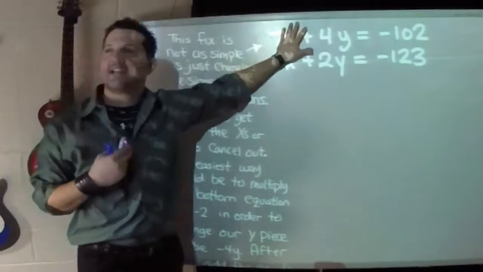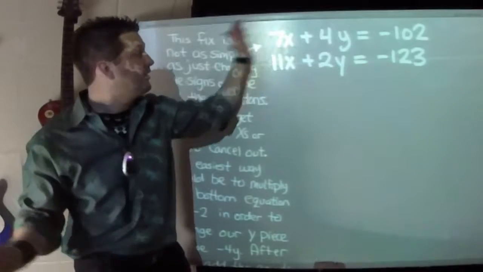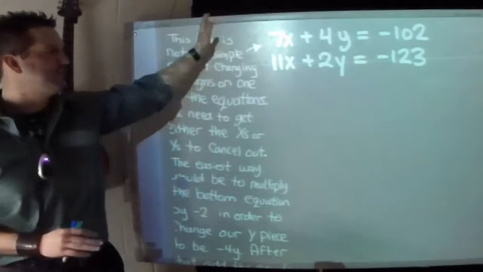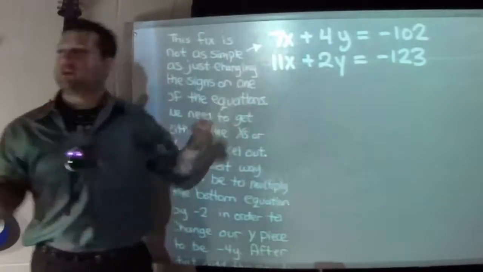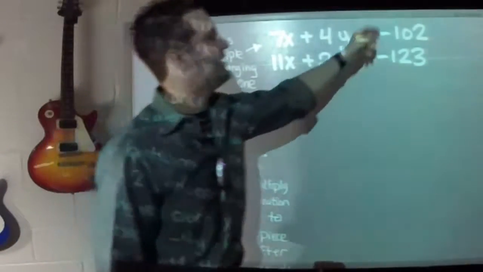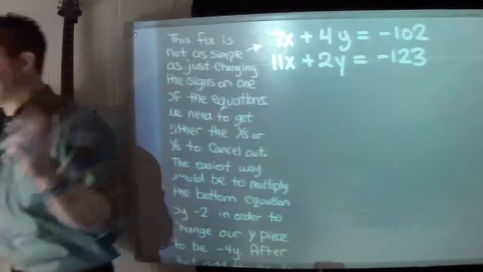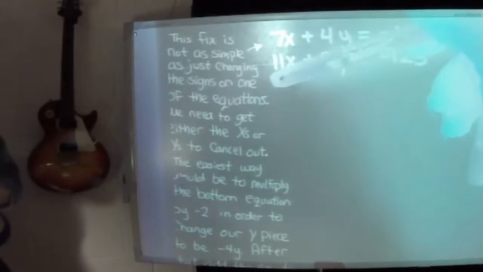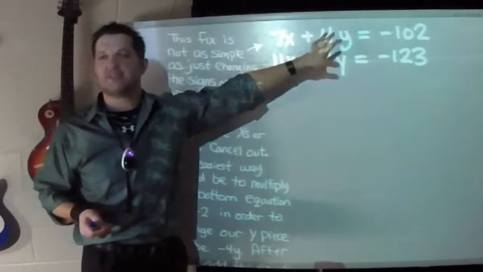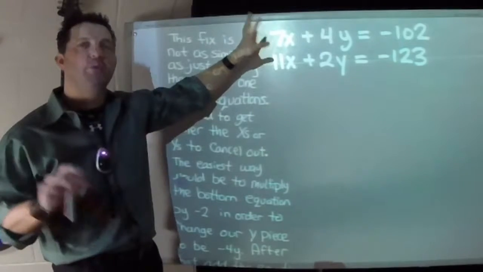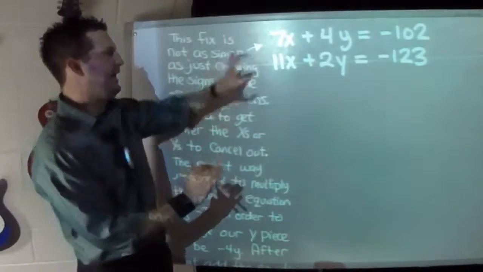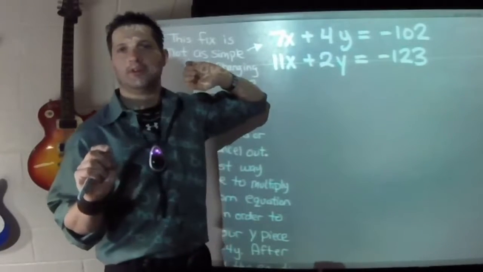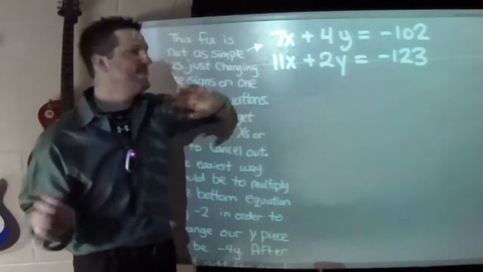Okay, here we go. Let's look at this example. Once again, substitution's not good. You don't have an x equals or y equals equation. You have coefficients on all of these letters. We've got our x's, our y's, our numbers. To fix this, we've got to get the x's or the y's to where they would cancel out. I want to find the easiest way: to get 7 and 11 to look the same, or to get 4 and 2 to look the same. 4 and 2 is going to be the easiest.